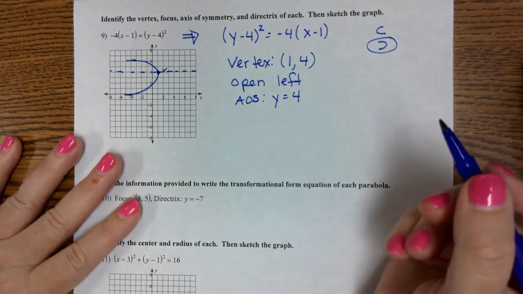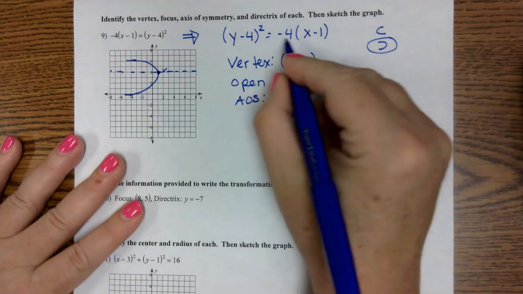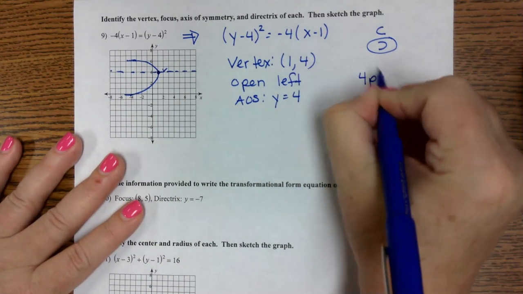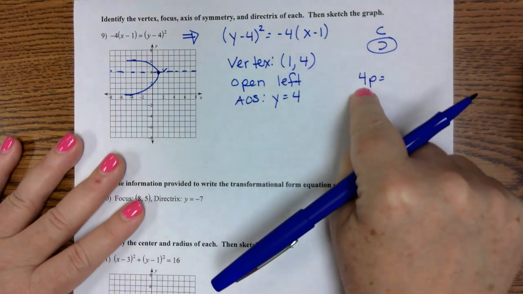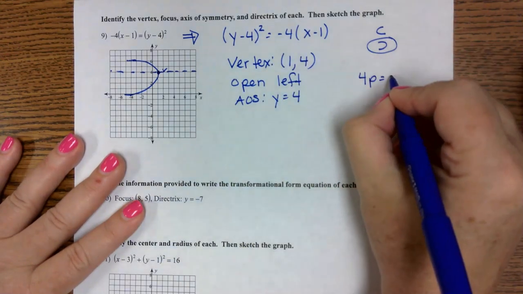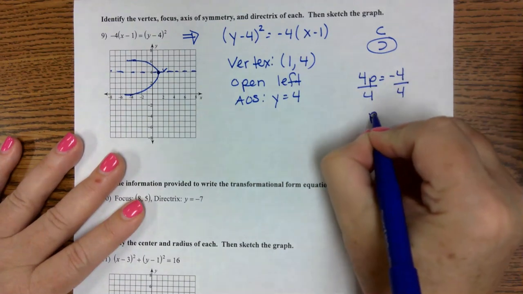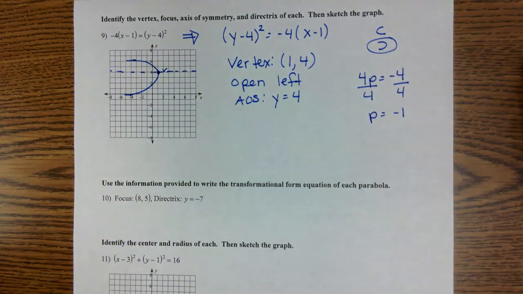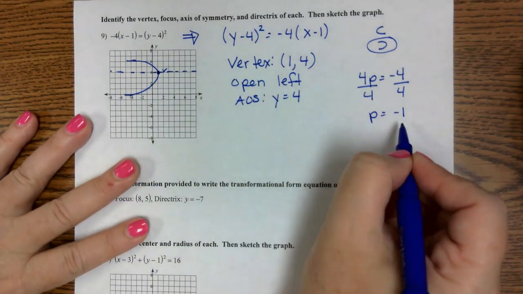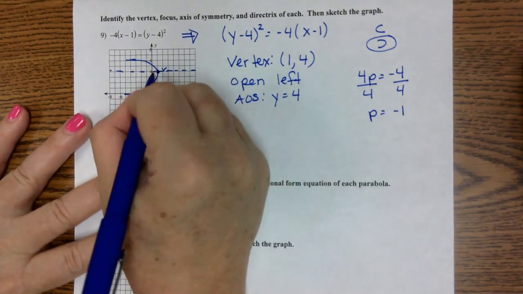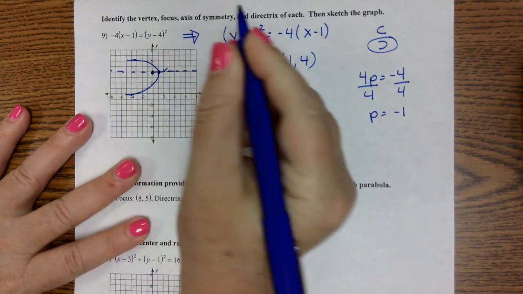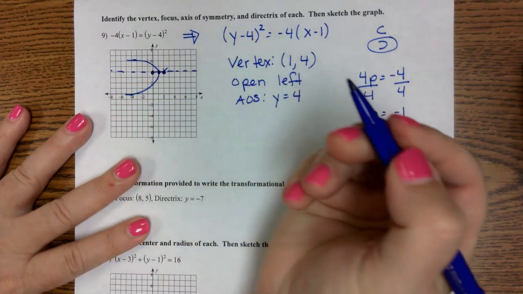Before we can talk about focus and directrix, we have to set 4p equal to -4. Remember, it's always 4p. So divide by 4. P equals -1. We're talking about a distance, so this one time you can actually forget the negative. We're going to put a dot here, and a dot there.